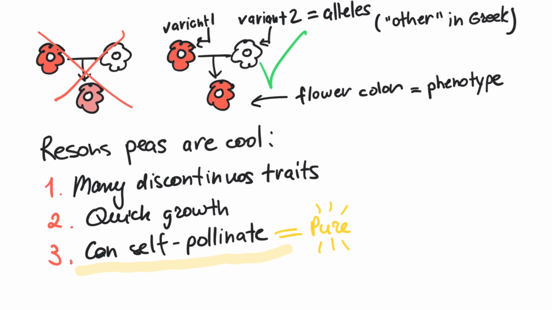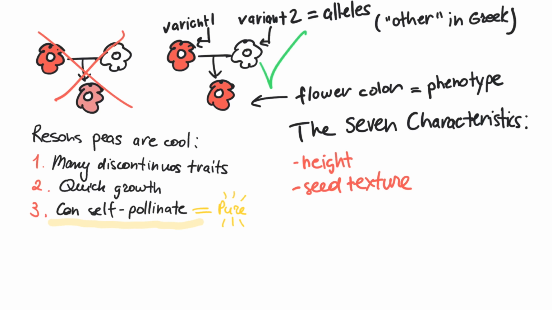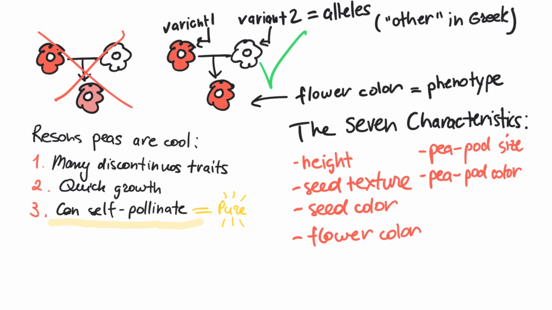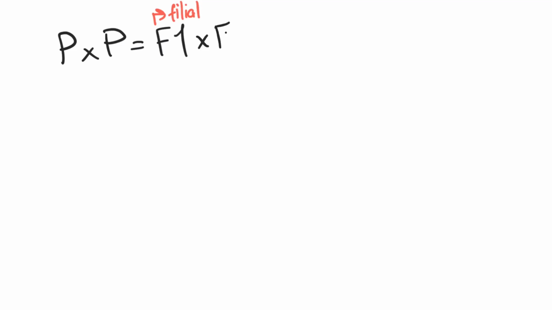For his research, Mendel took 7 basic characteristics: plant height, seed texture, seed color, flower color, pea pod size, pea pod color, and flower position. A parent generation with one trait, denoted P, was bred with the parent of another trait. Their offspring, F1, where F stands for filial, meaning a descendant, were grown until the next season. F1 offspring would then self-pollinate to produce F2, F3, and so on.